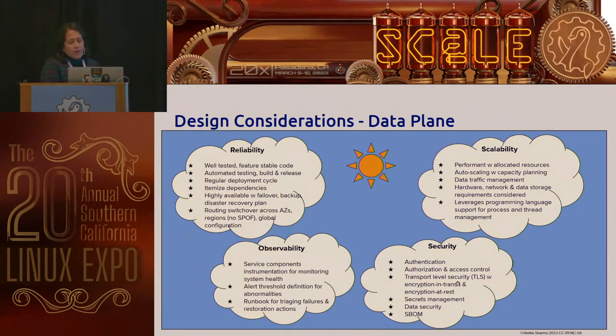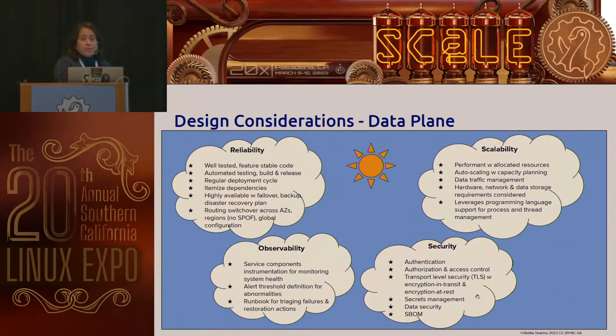Transport level security, TLS, with encryption in transit and encryption at rest for your data that is being sent for telemetry. Often, especially if you're looking at security use cases, the data that you're sending for telemetry may also be encrypted. So again, that also affects performance, and that's another area to be aware of.